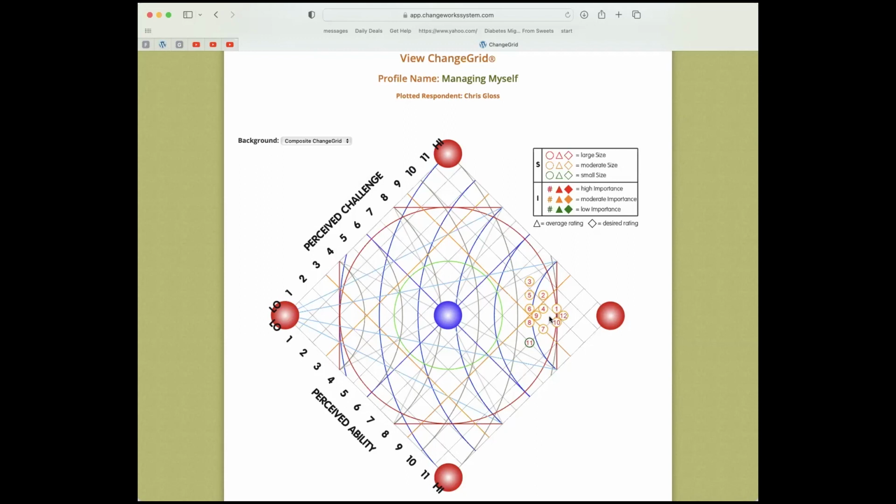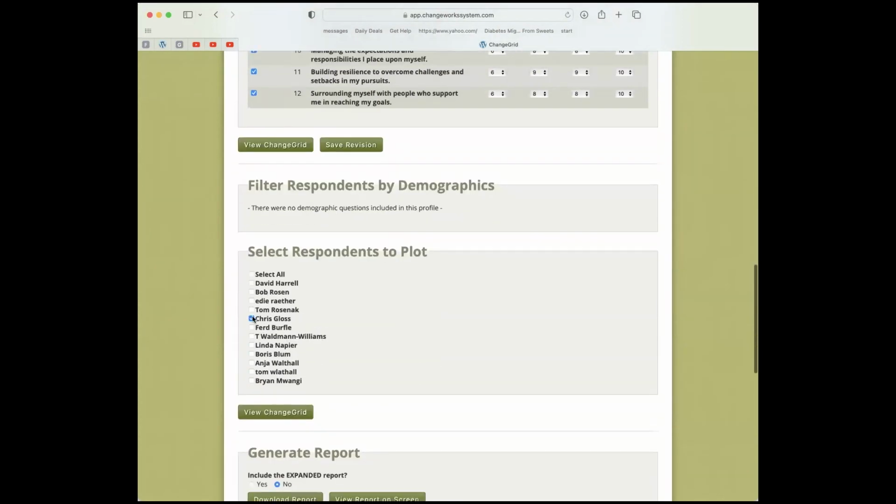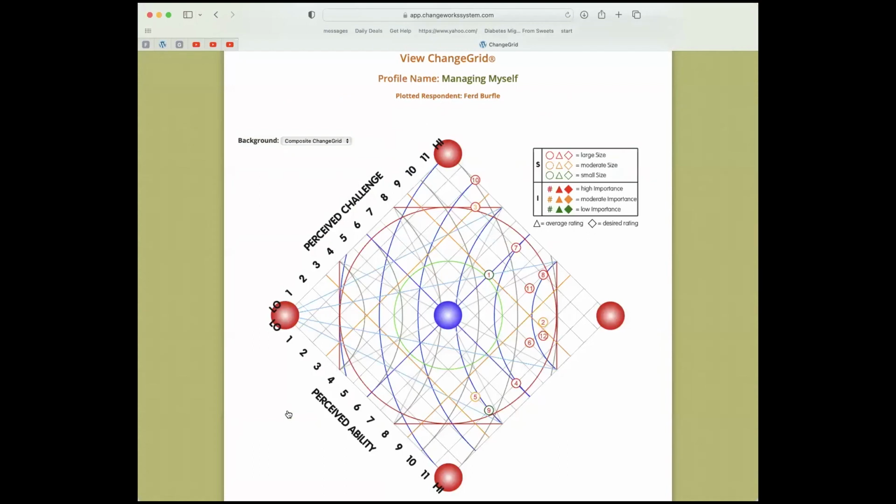Yep. Okay. I'm going to show you another one. And that one happens to be mine. I'm Ferd Burfel. I do my best, and I've worked very hard over these 40 years, that whenever I'm filling out a change grid, I want to make sure that I am absolutely in the moment, being as accurate as I can, as authentic as I can with where my head is at that particular moment in time. This is my change grid. Wow. That's a spread.